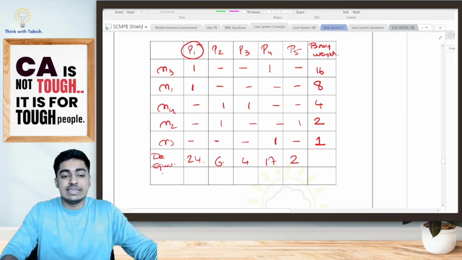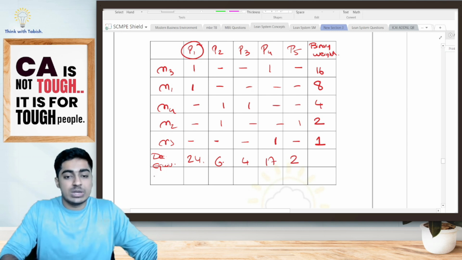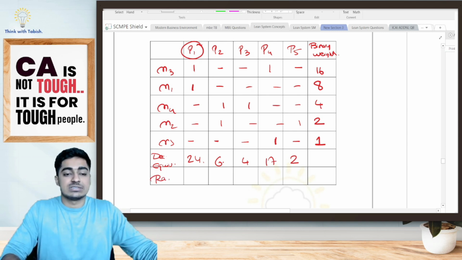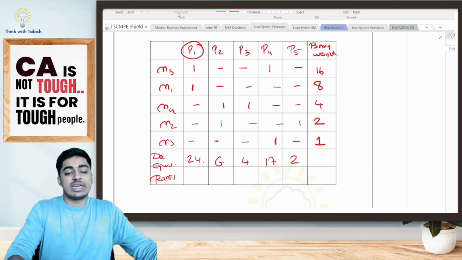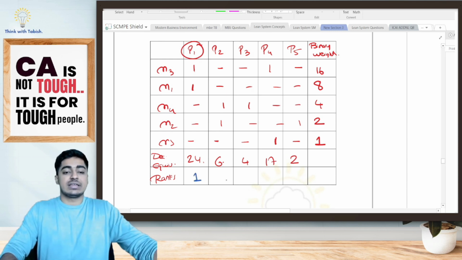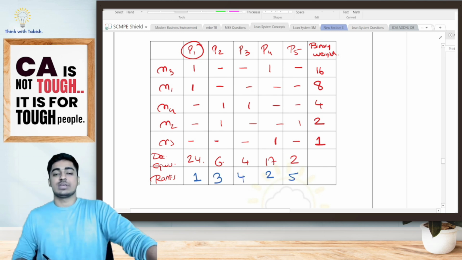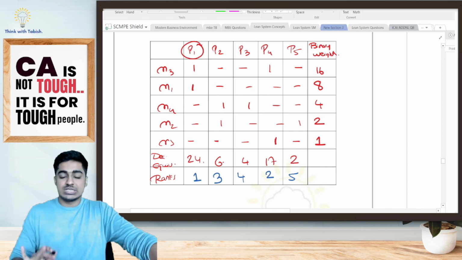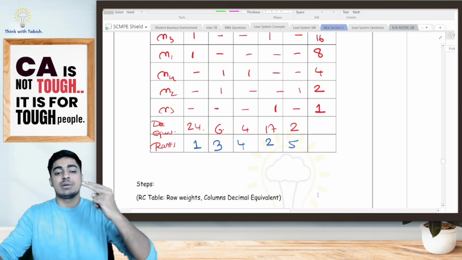Finally, based on the decimal equivalent, now I have to give my ranks. What is going to be the rank, students? This is my first rank, this is my second rank, this is my third rank, this is my fourth rank, this is my fifth rank. Is this clear, students? This is my table number 2.